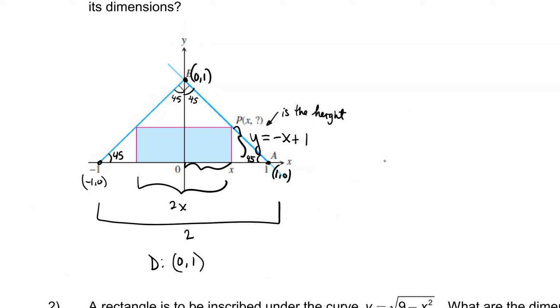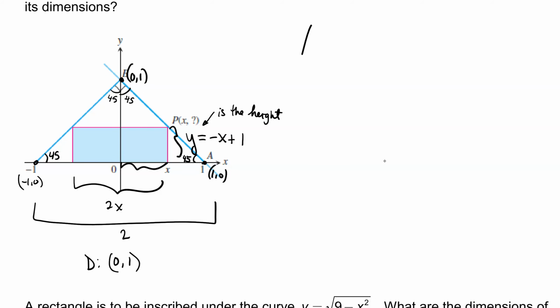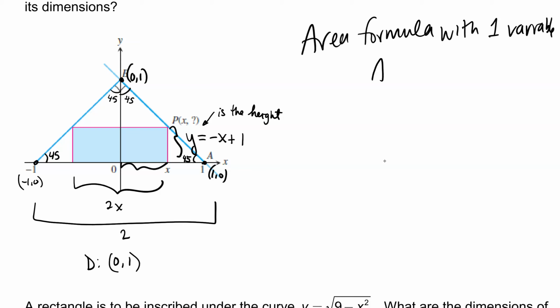Okay, so we know the height. We figured out the equation y equals mx plus b. The slope is -1 because we go from height of 1, x of 0, down 1, over 1. That's our second point, so it's a slope of -1. Our y-intercept is 1 because it's where x equals 0. So we need an area formula with one variable. We know area is going to be base times height because this is the area for our rectangle. So our base is 2x. Our height is -x plus 1.